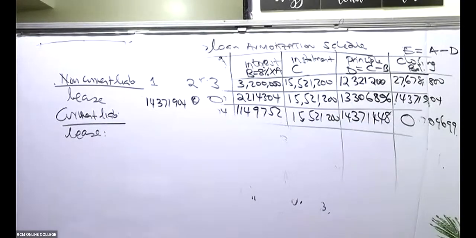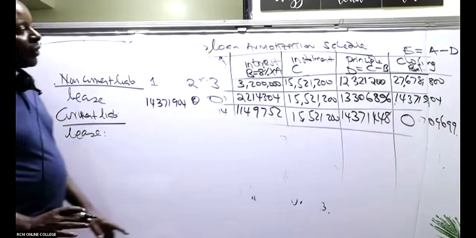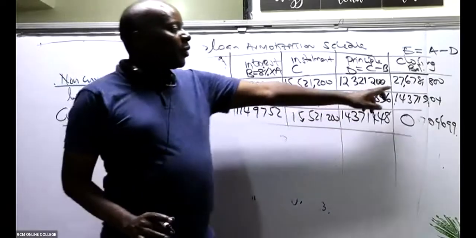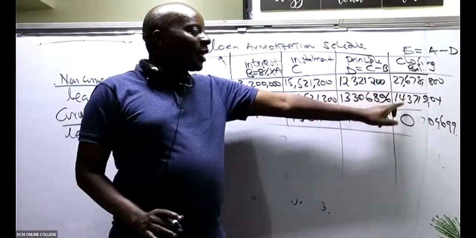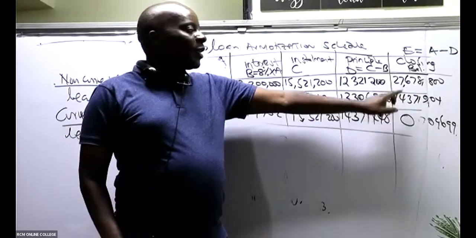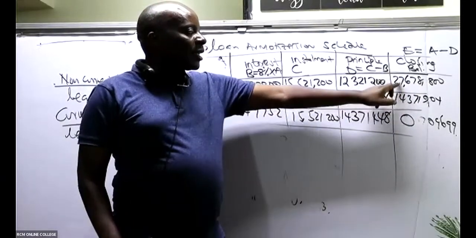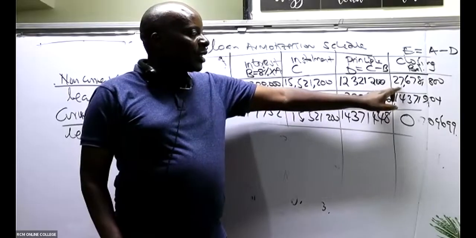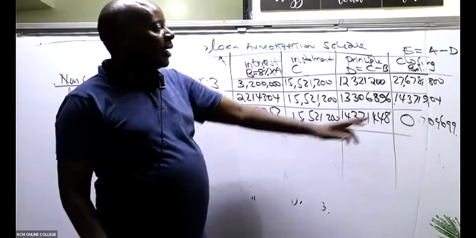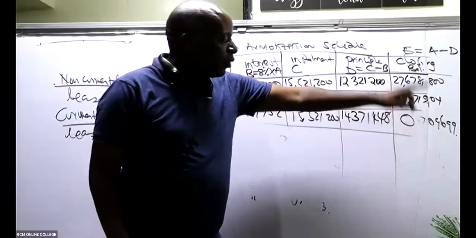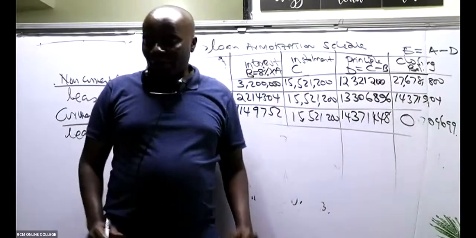The lease. So then we will ask ourselves, initially we had 27 million and something, but something must have been paid for us to arrive at 14. Can somebody give me the difference between this and this? Somebody take here 27,678,800, you say minus 14,371,904. Somebody please give me that.